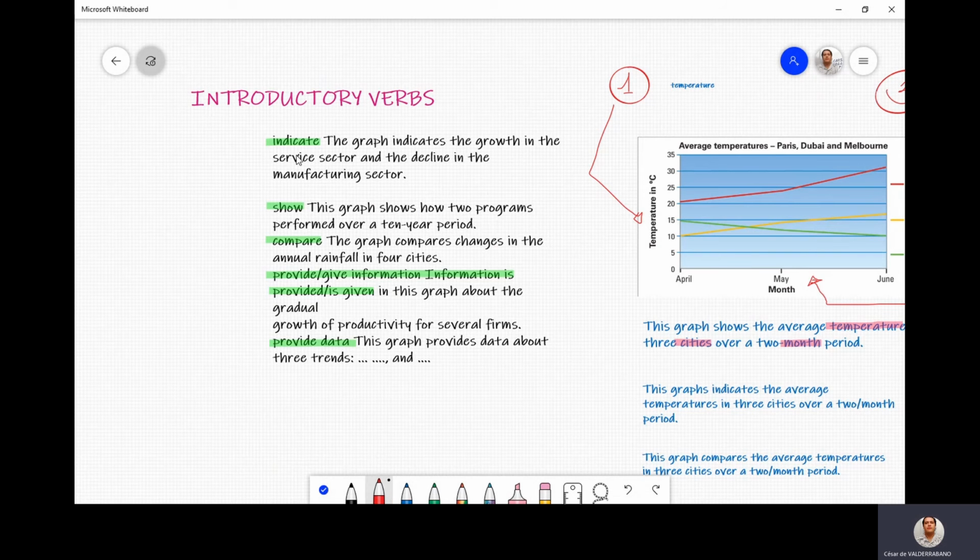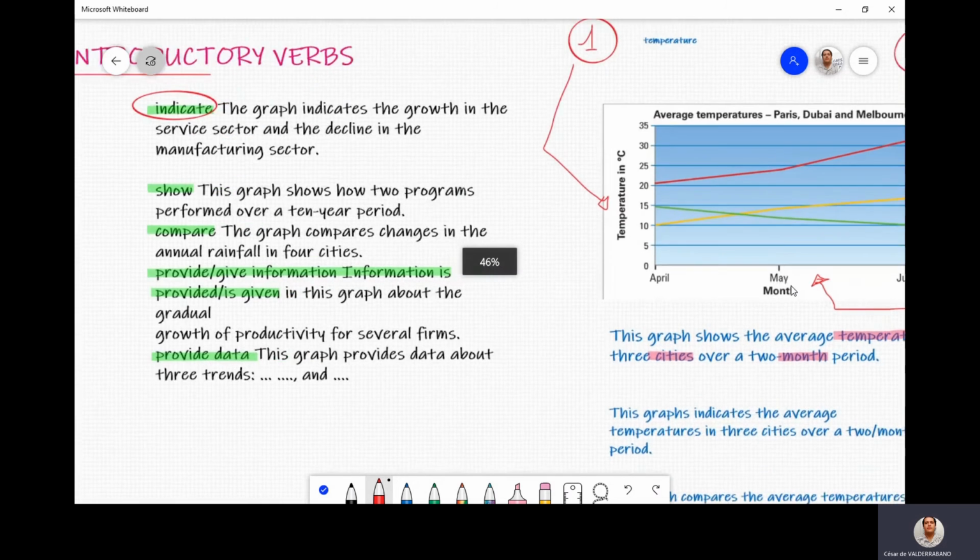We have to check these verbs, which is, for example, indicate, the first one. We have here show, as you can see, compare, provide. Here, this part, information is provided. In this case, it's the passive voice. Later on, we're going to describe more information about this. But it's important that you familiarize yourself with these verbs. These are introductory verbs. We have 1, 2, 3, 4, 5. We have 5 introductory verbs. And then you can see this graph.